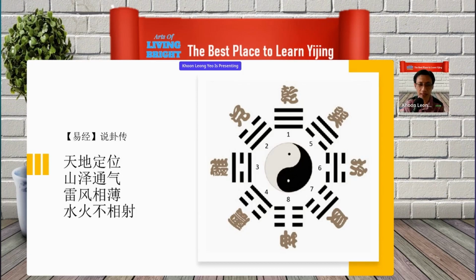Okay, so next, when it comes to this earlier heaven 8 trigram, this is the diagram for earlier heaven 8 trigram. And then we go back to this 易经说卦传. It says 天地定位三则通气雷风相搏水火不相射. This 说卦传 verse is very useful and has been used in many other systems. So in 黄帝经世 also it is being used. 天地定位三则通气雷风相搏水火不相射.